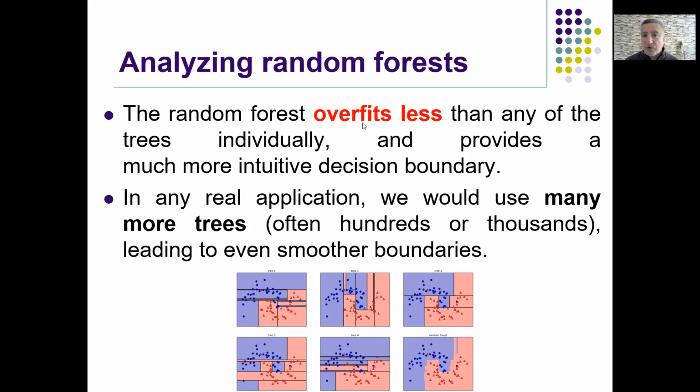And the random forest overfits less than any of the trees. If you look at these, each of them tends to overfit. They are putting their decision boundaries such that they maximize the accuracy, so they tend to overfit. But since each of them overfits to a separate subset of the data and subset of the features, when you put all together, magically you remove the overfit on the original dataset. Okay.